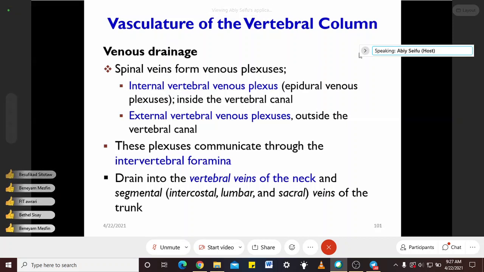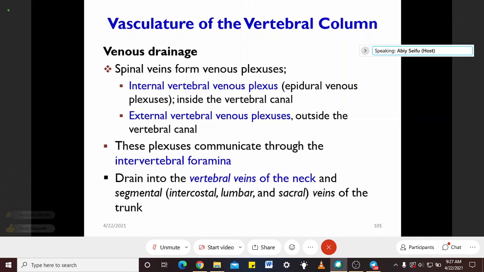So let's continue to venous drainage. There is a formation of plexus within the vertebral canal and external to the vertebral canal. Then they drain to the parent veins that accompany the parent artery. The internal vertebral venous plexus is found within the vertebral canal, and external to the vertebral canal there is the external vertebral venous plexus, which is found on the external surface of the vertebral column.